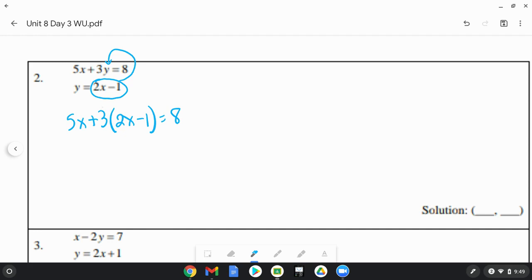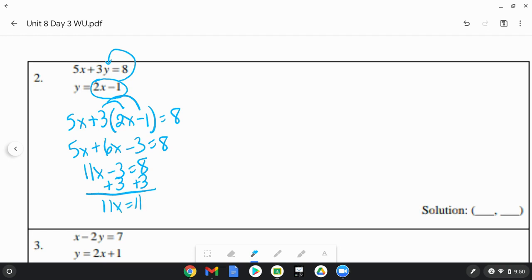So now if we were to distribute in, we get 5x plus 6x minus 3 equals 8. That was the distributive property. If we combine like terms, we get 11x minus 3 equals 8. Then we add 3 to both sides, and we get 11x equals 11. So, oopsie, we got to divide in the very end by 11, and we get x equals 1.